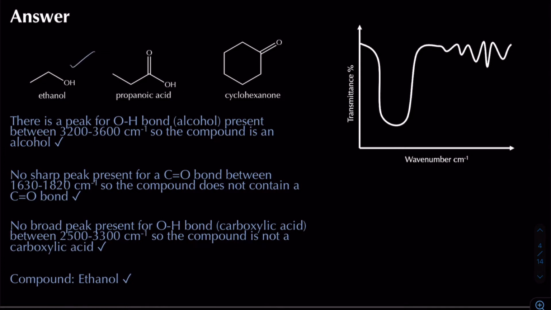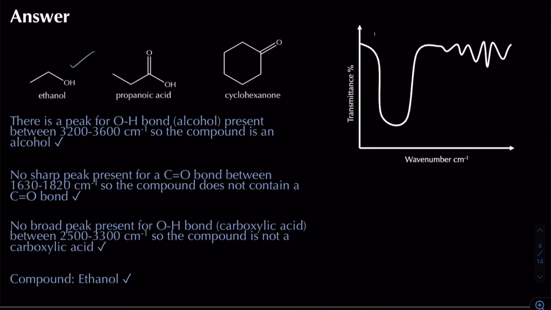We can further show that this is going to be ethanol and not propanoic acid or cyclohexanone by looking at the absence of the other two peaks. There's no sharp peak present for a carbon-oxygen double bond between 1630 to 1820 centimeters to the -1. So the compound does not contain a carbon-oxygen double bond. There's no broad peak present for an OH bond for a carboxylic acid between 2,500 to 3,300 centimeters to the -1. So the compound is not going to be a carboxylic acid. And then we can list and say what our compound is going to be.